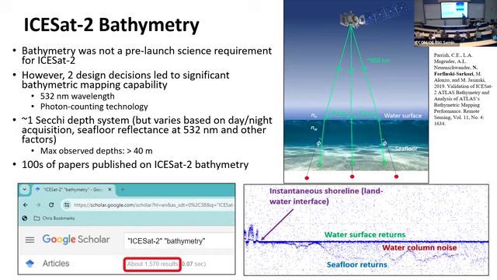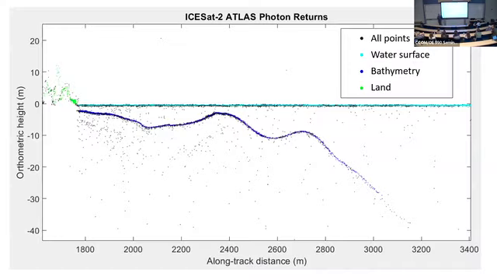This launched an entirely new field of study. According to Google Scholar, and I never know how much to read into these values, if you open Google Scholar and you type in ISAT-2 in quotes and bathymetry in quotes, as of 2 days ago, that gave you 470 results. So space-based bathymetric lidar 6 years ago was not a thing, and now there's a huge number of published papers on it. So kind of cool.